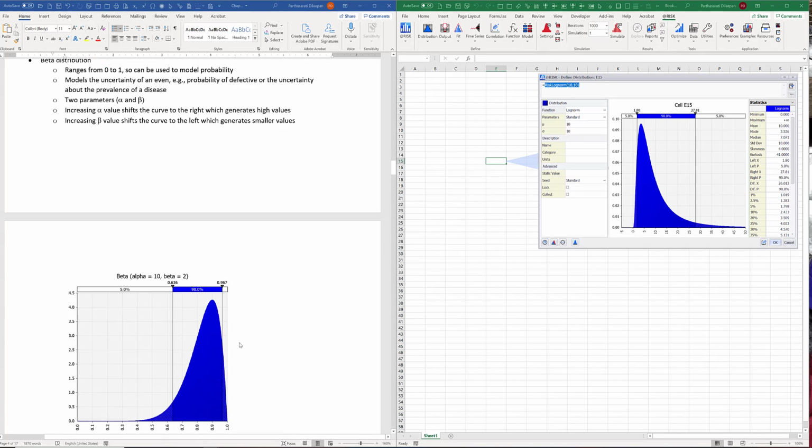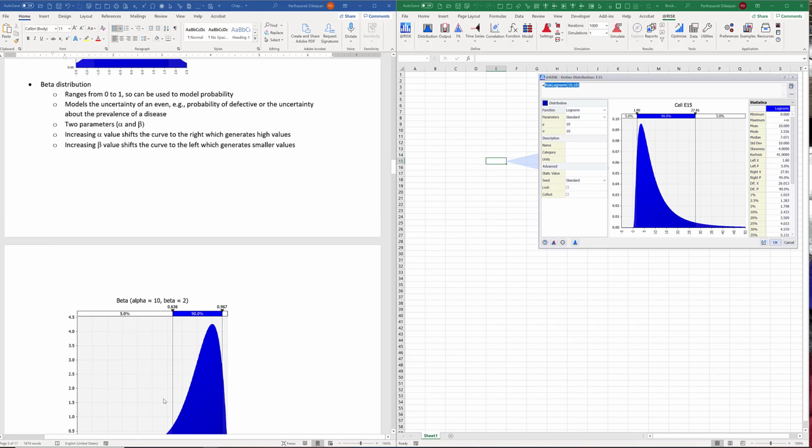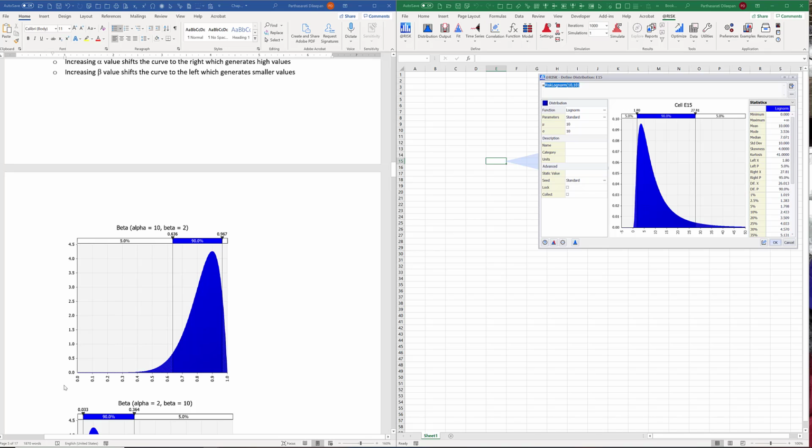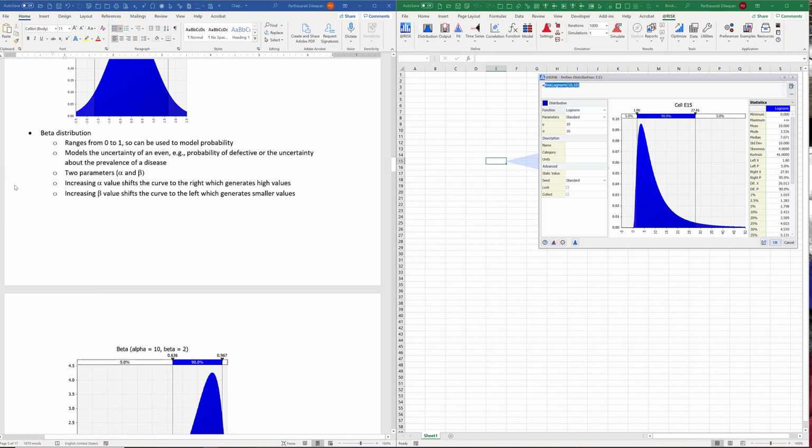Now the beta distribution is skewed to the left. The thing about beta is that beta distribution values range from 0 to 1. Okay, so the x value can only be 0 to 1. So that means it's a good distribution to simulate probabilities, because probabilities are between 0 and 1. So this is a good distribution to simulate probability values. It models the uncertainty of an event, like the probability of a defective, or uncertainty about something happening.